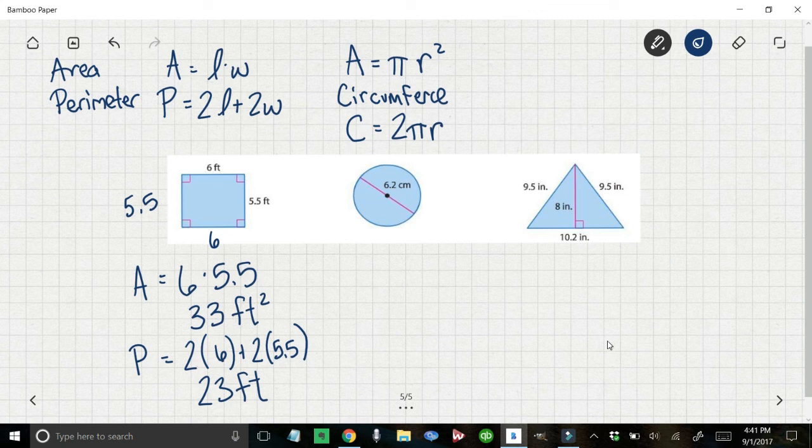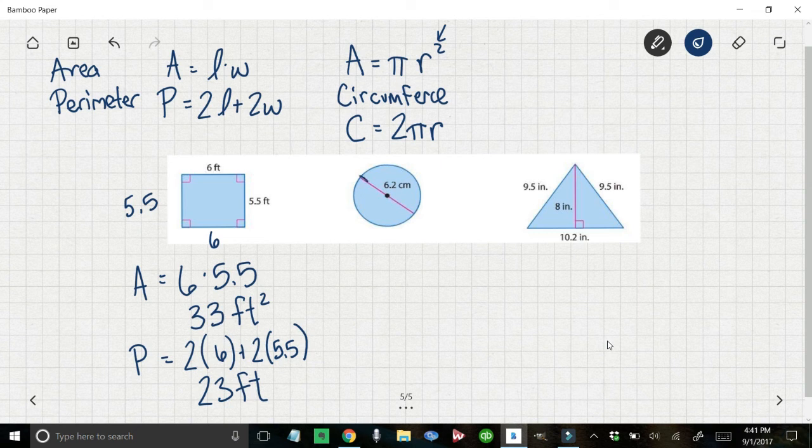And I remember as a student not really remembering which one was which. I could always remember pi r squared and 2 pi r, but I would get confused as to which one was which until I remembered that area would always be square units, so that's going to be the formula that you include the square in.